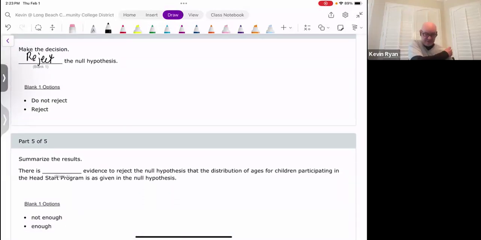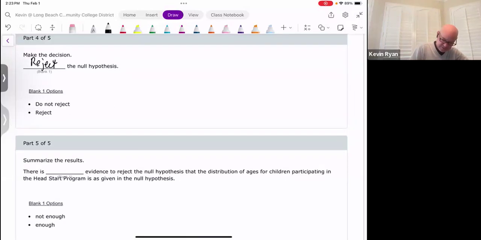Which means there is enough evidence to reject the null hypothesis that the distribution of the ages participating in the Head Start program is given. There it is. Goodness of fit.